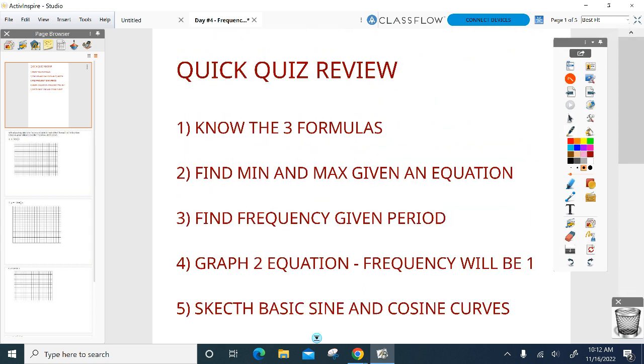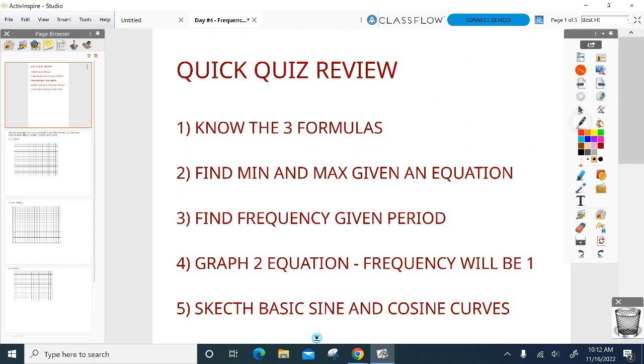And then the final one, AC. And then I am going to ask, given this equation, find the period tomorrow. We went over yesterday, period is 2 pi divided by the B value. So you've got to know where the B value is located on any equation. Find the max and min given any equation. So something like this, if I say, hey, y equals 3 sine x plus 4, what's the min, what's the max?